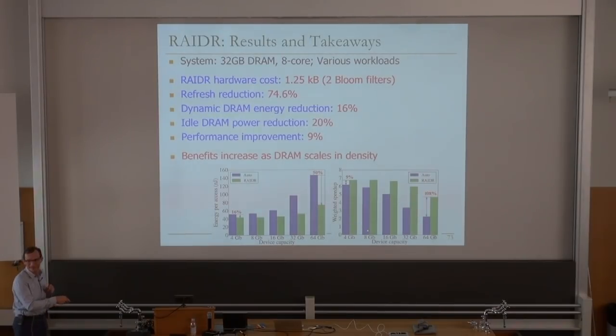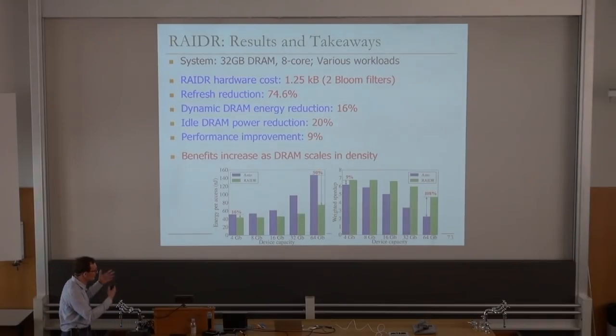RAIDR is not enough with really large devices, as you can see. Or maybe we didn't really optimize it for that. So there needs to be more mechanisms over here. And also, what is this? This is the performance improvement. You'll read the metrics in the paper. But basically, this is a multi-core metric. You're running multiple applications together. So this is an aggregate metric in terms of how much the system throughput improves. And with a 4 gigabit device, the improvement is about 9%. When the device is 64 gigabits, you get a lot more improvement because you're getting rid of a lot more refreshes. And those refreshes are a much bigger performance bottleneck at high density devices.